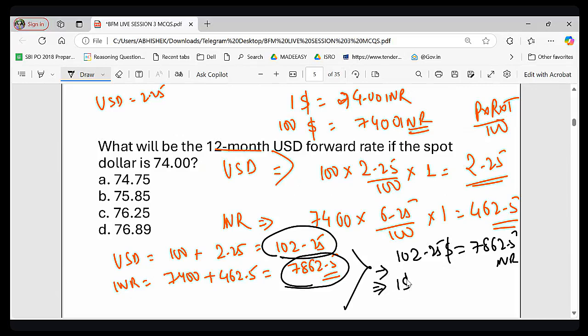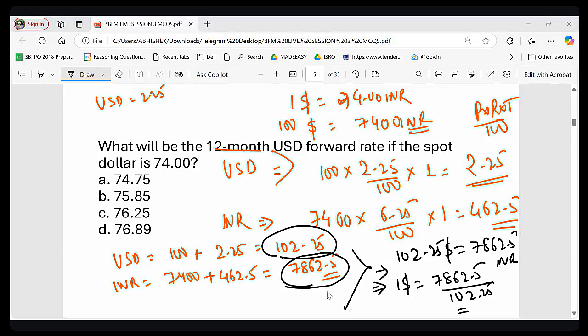So just apply the unitary method. This will give you 7862.5 divided by 102.25. So what answer are you getting? Tell me, what answer are you getting after this calculation? After division, tell your answer. What are you getting? D, very good, Shraddha, very good. 76.89, right? Yeah, option number D is correct.